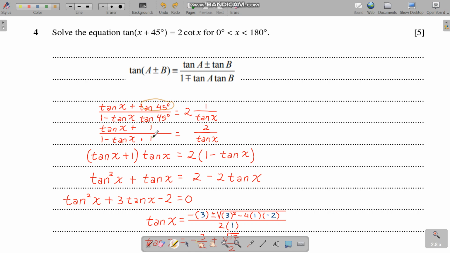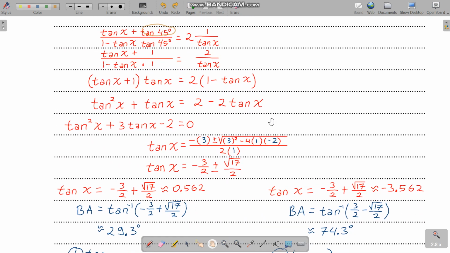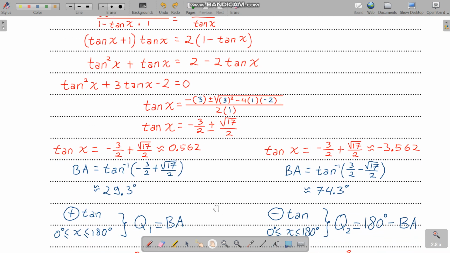And now we cross multiply, so we do this times this is what we get, and we do this times this is what we get. And then we expand tangent times tangent, tangent squared, 1 times tangent, 2 times 1, and 2 times minus tangent. And then we have a quadratic actually here, so you can move everything to the left.